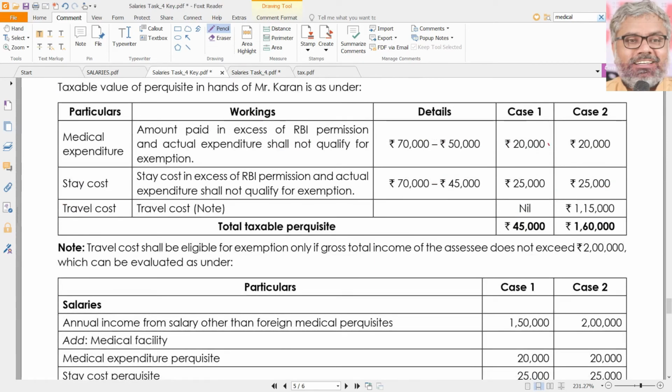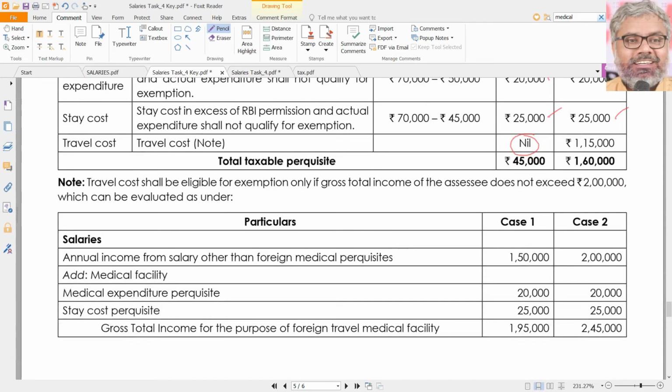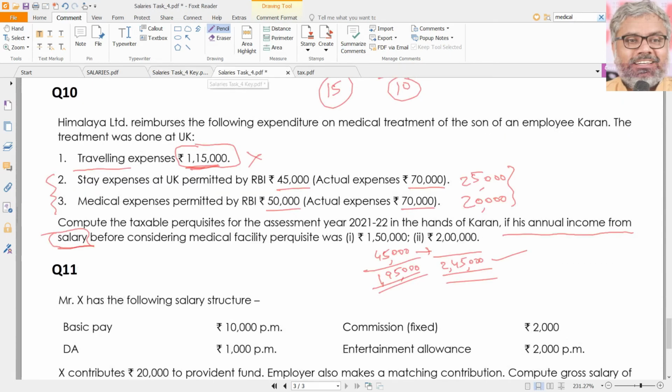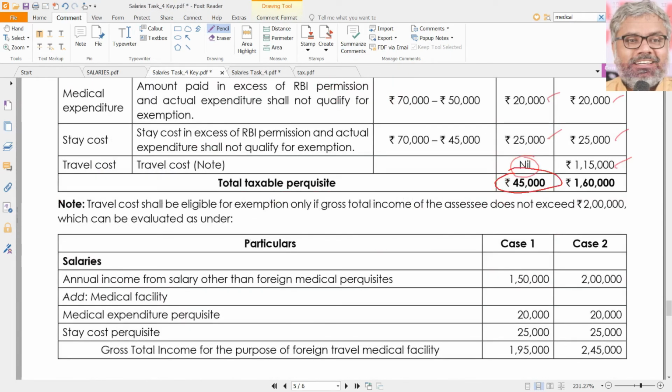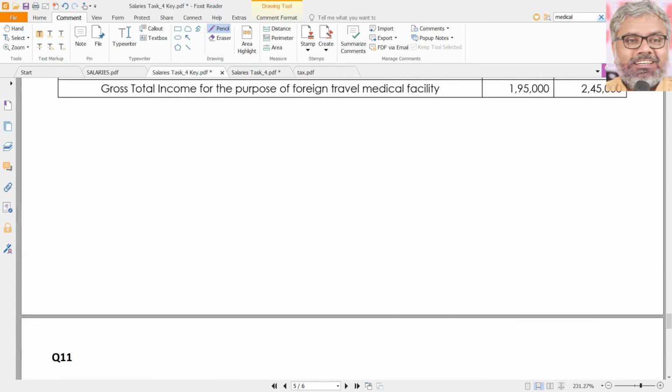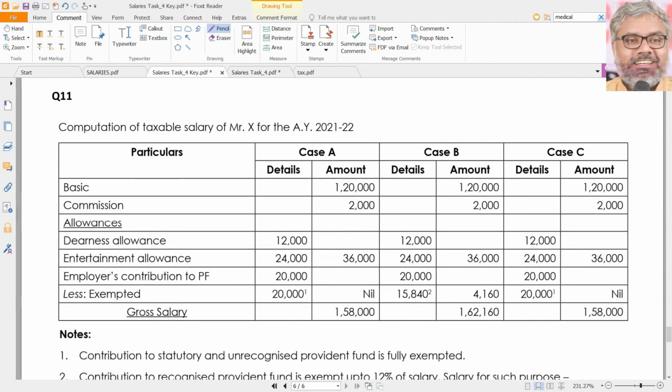But 45,000 is common in both the cases. In the first case, travel expenditure is not taxable since the gross total income, not actually salary, before adding this medical travel cost is not exceeding 2 lakhs. In the first case, it was 1,95,000 only, so this is completely not taxable. In the second case, since it has exceeded 2 lakhs, that is completely taxable, 1,15,000. So the value of taxable perquisite will be completely different in both the scenarios. That is question number 10 related to medical perquisite.